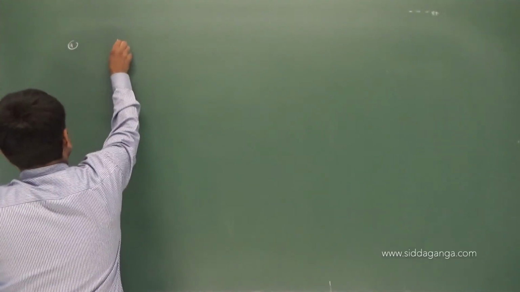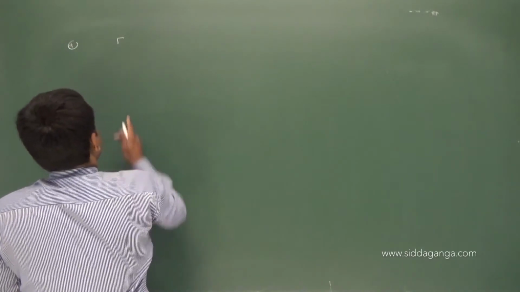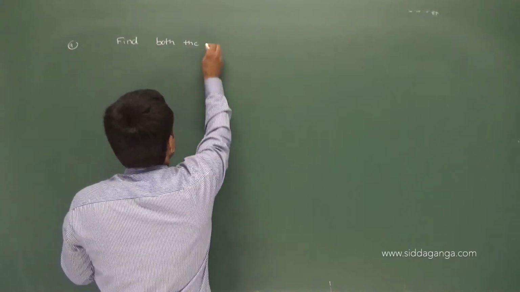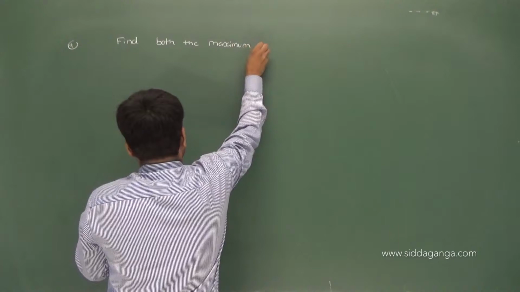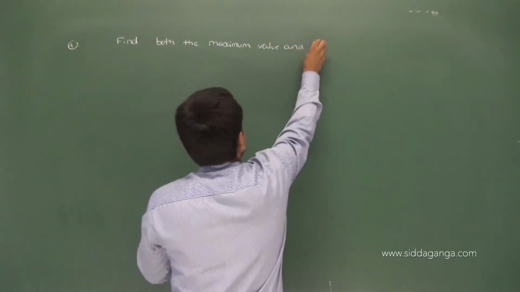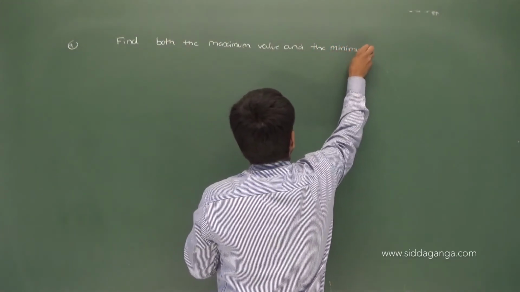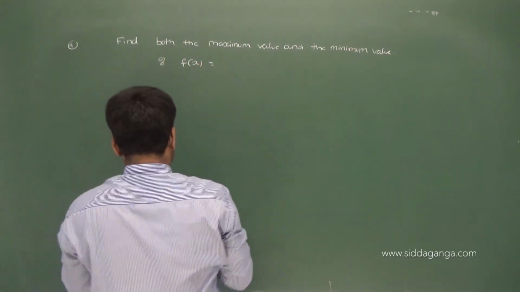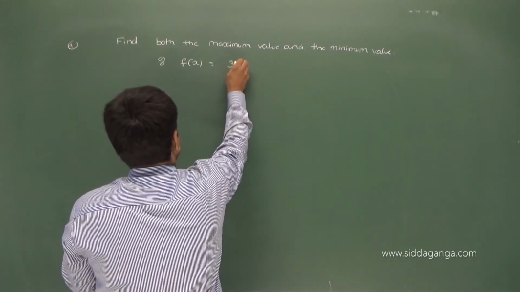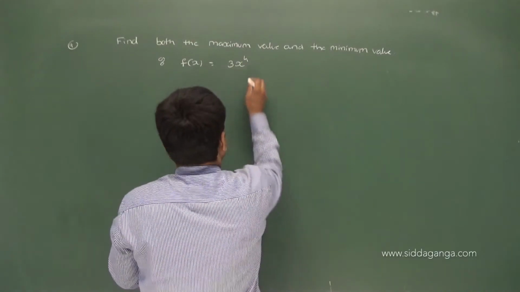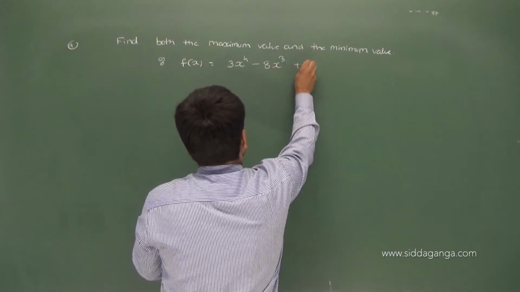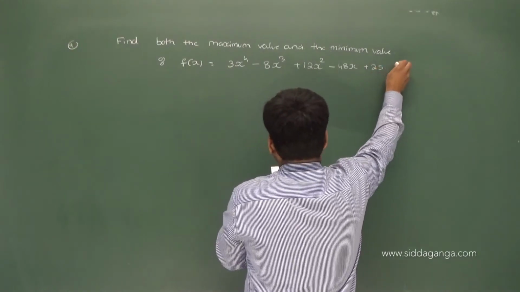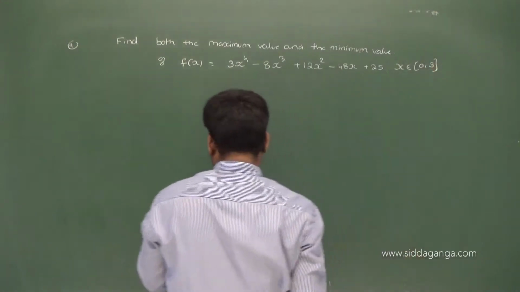So, seventh problem. Find both the maximum value and minimum value of f of x is equal to 3x to the power 4 minus 8x cube plus 12x square minus 48x plus 25, x belongs to 0 to 3.